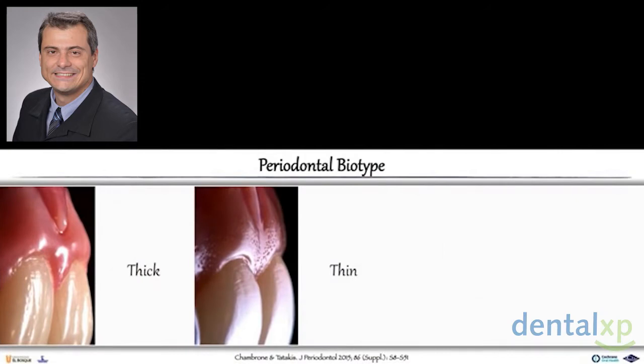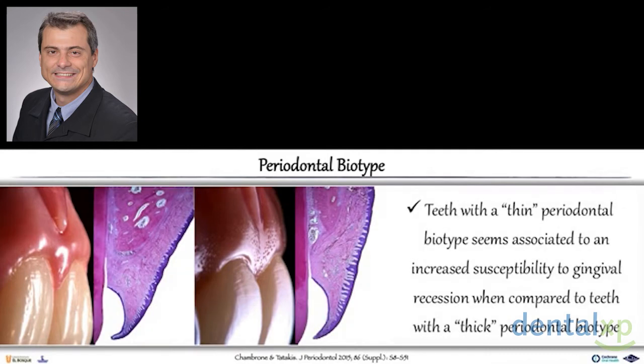Another important anatomic condition that may modify the soft tissue behavior around the tooth over time is the periodontal biotype. And this is because thick and thin biotypes present different histologic characteristics in terms of osseous architecture, CEJ location, quality of gingival fibers, and keratinized tissue. Teeth with a thin periodontal biotype seem associated to an increased susceptibility to gingival recession when compared to teeth with a thick periodontal biotype.